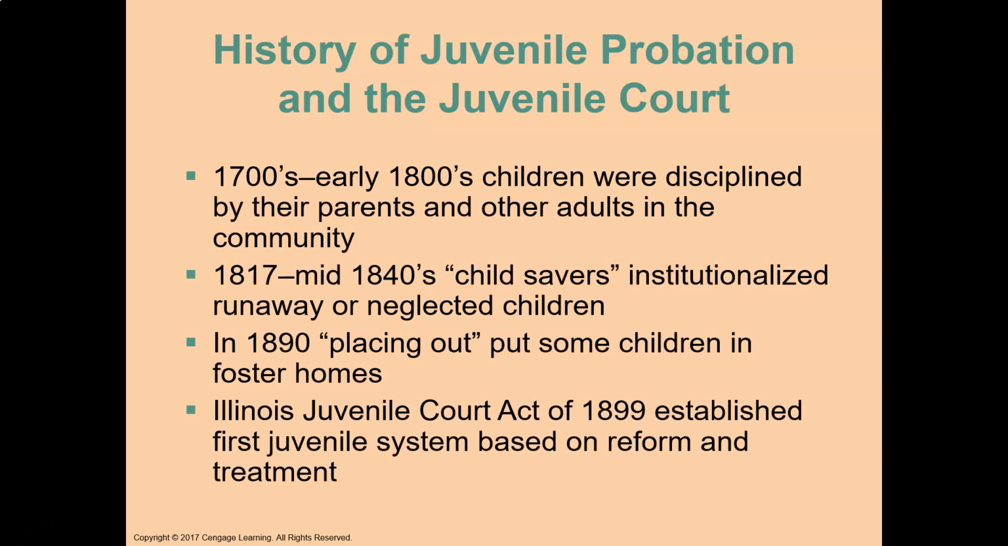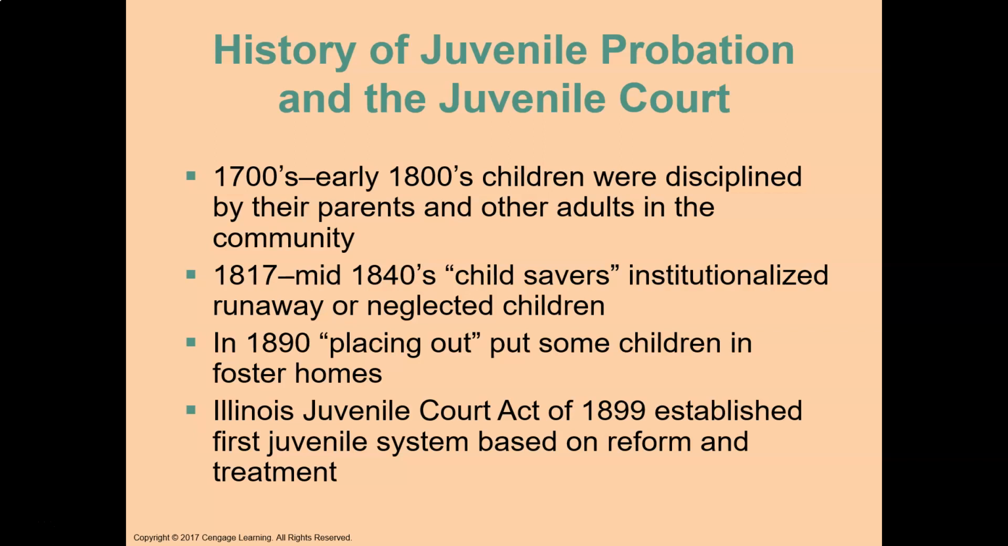So talking about juveniles now. Ultimately, juveniles and adults were treated exactly the same when they went through the court system. They were typically disciplined by their parents or other adults in the community, but ultimately, if they ended up in the criminal justice system, they were treated like adults. They were in adult jails, adult courts, things like that. And in 1817 to 1840, the Quakers came into the United States, and they believed that children needed to be treated differently. So they came up with a different idea on how to save the children.